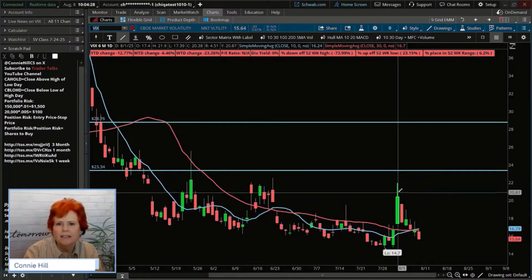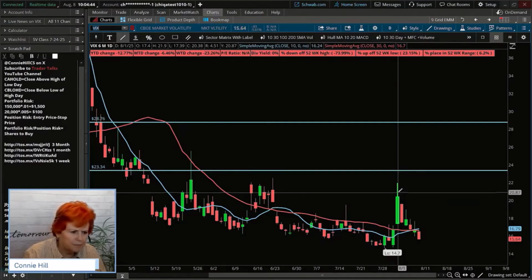So we were starting to see a little bit of defensiveness in some positions, maybe some pulling things off if they were close to targets, things of that nature. But volatility is pulling back. So we're going to put on our bullish hat as we look at some examples here.